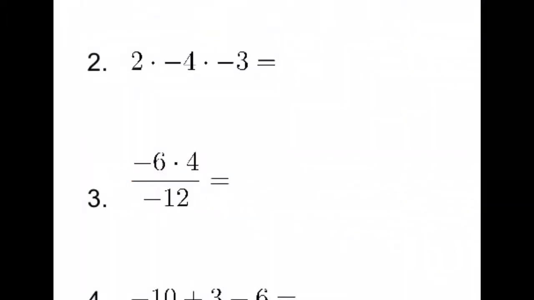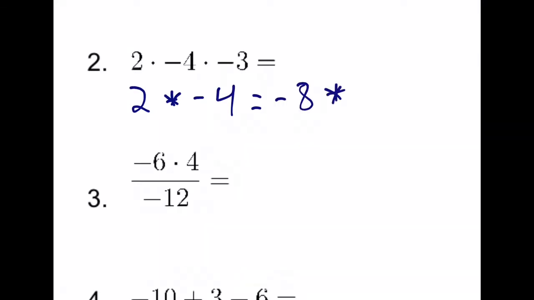For number 2, I will take these 2 at a time because multiplication happens left to right. So when I have 2 multiplied by a negative 4, I know that 2 times 4 is 8, and my two numbers have a different sign, so it's going to come out negative. Then I'm going to multiply this by the negative 3 from the original problem. 8 times 3 is going to be 24, and since these two numbers have the same sign, I know it's going to come out positive.